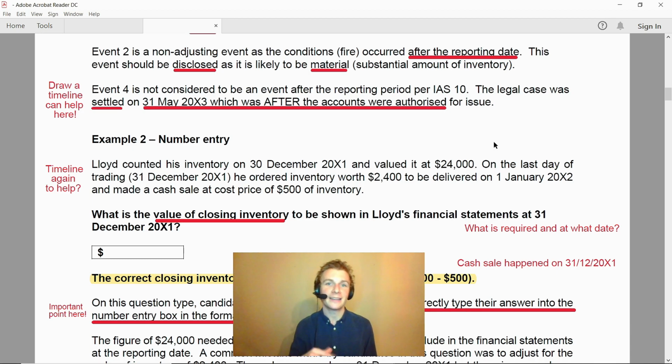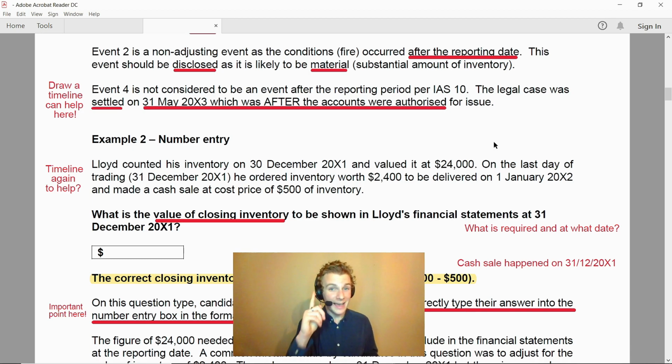So it's not a misstatement like we had before, but think about it: we've had a fire. It's going to impact the actual business itself. It's going to disrupt future processes. So we've got to disclose that as a result. Drawing a timeline will actually help because it'll impact the 2004 financial statements if you wanted to go into a bit more detail. We've got event 4, which is not considered to be an event after the reporting period as per IAS 10. The legal case was settled on the 31st of May 2003, which was after the accounts were authorised. That is where a timeline will really help in picturing what is happening at certain points in time and, again, justifying it as a result.